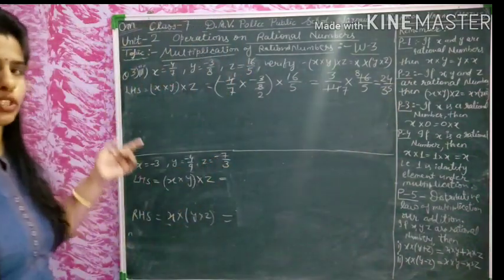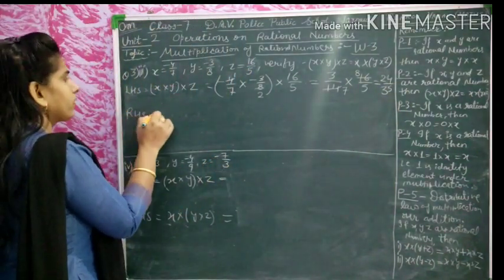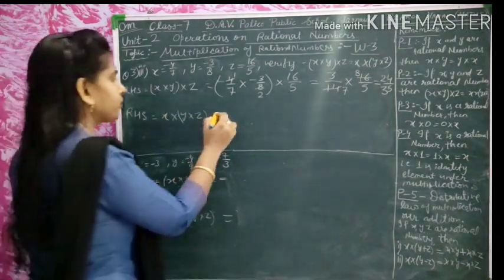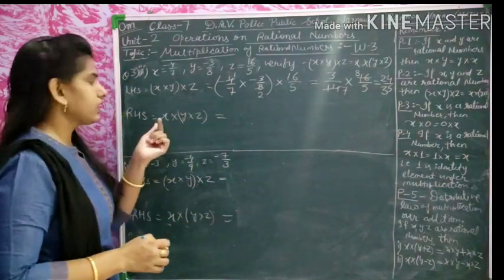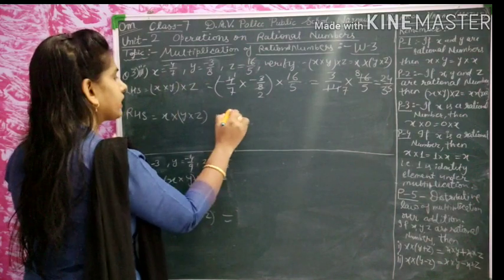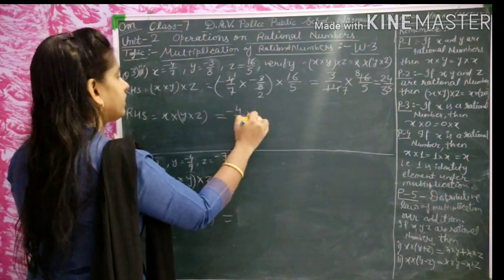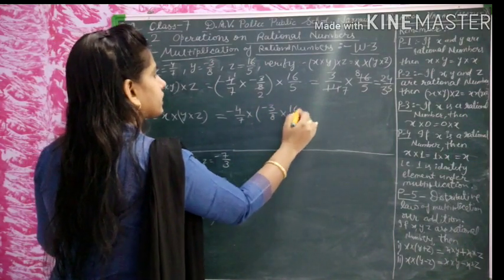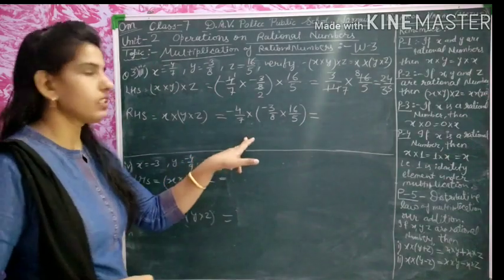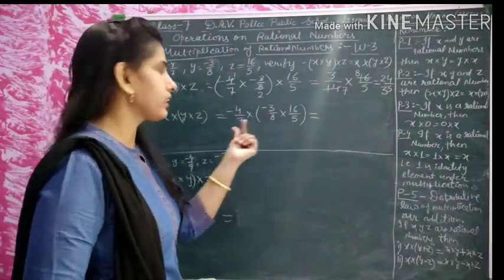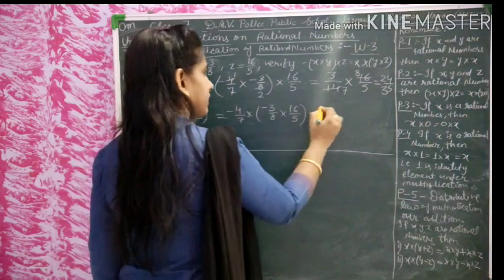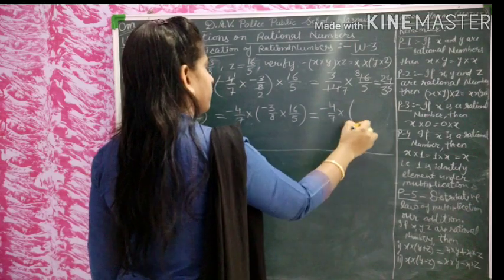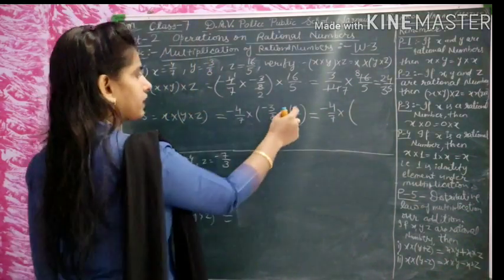Now students, we will go to the next step, that is RHS. We are solving here the RHS, x into y into z, and there is the grouping of y into z. So first solving this bracket and then x. What will we get here? Minus 4 by 7 into y is there, minus 3 by 8 into z is 16 by 5. We are solving here first the bracket and then multiplying by this number. That is, it is the same as well, minus 4 by 7 into. Now we are solving this. Yes, both are divisible by 8.